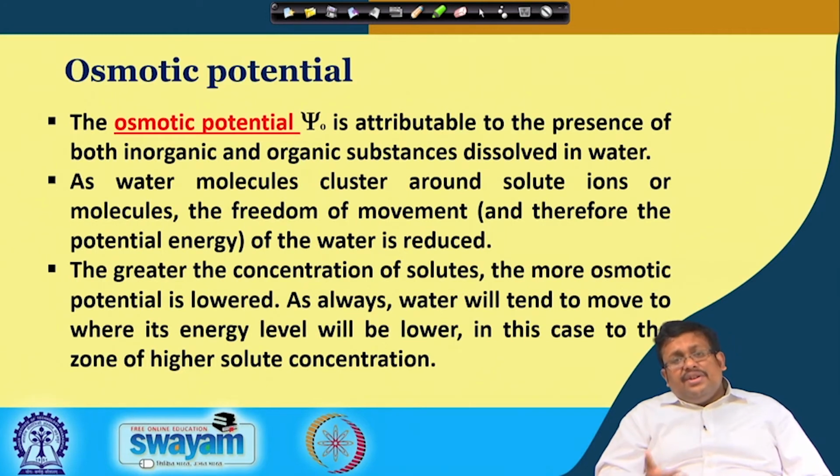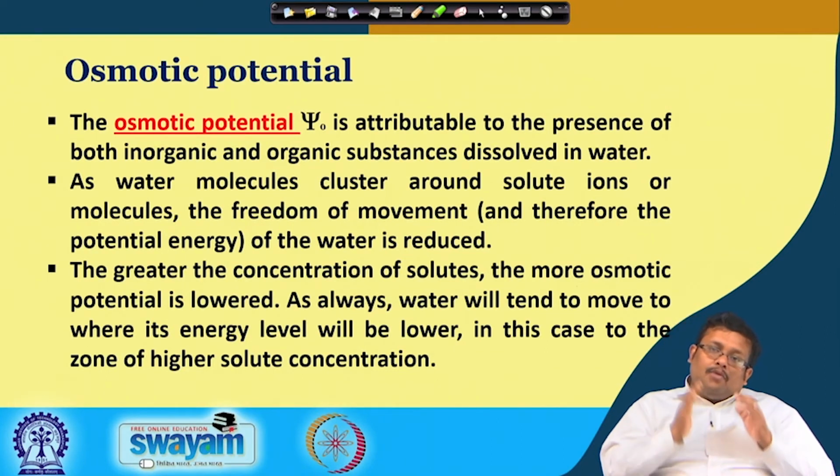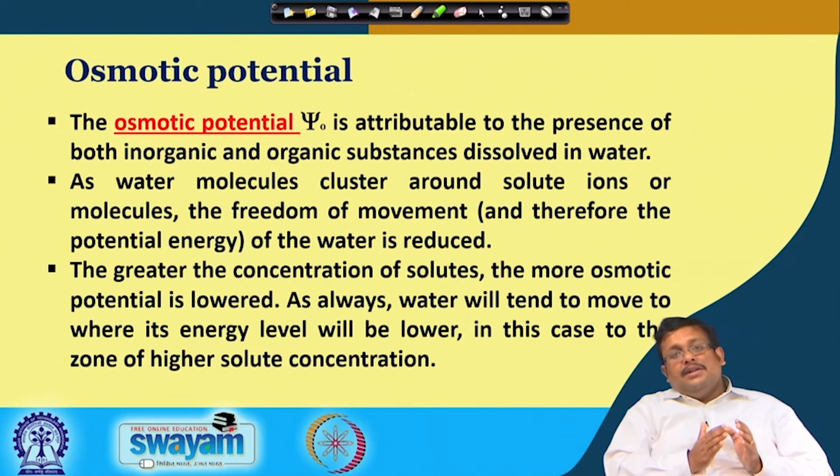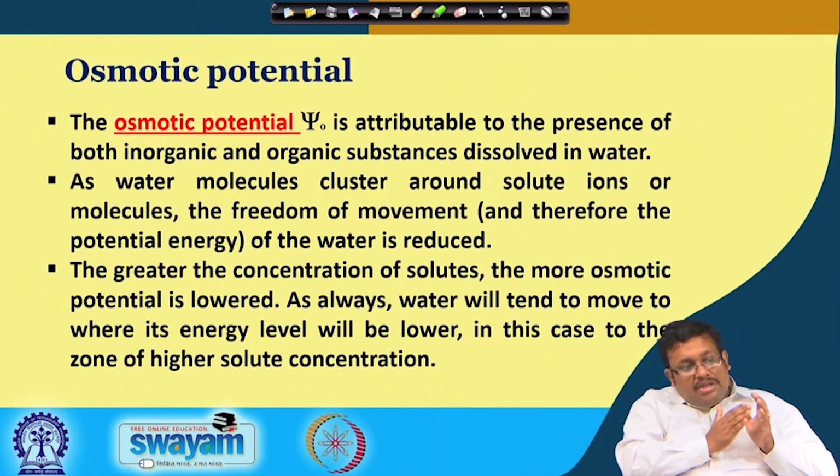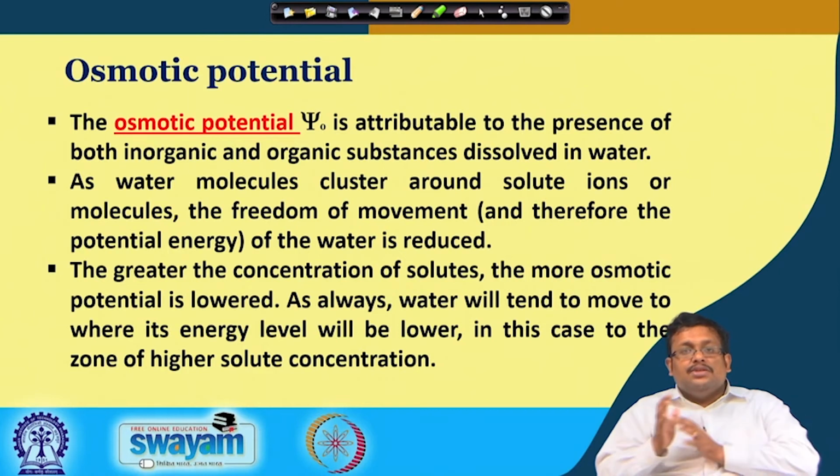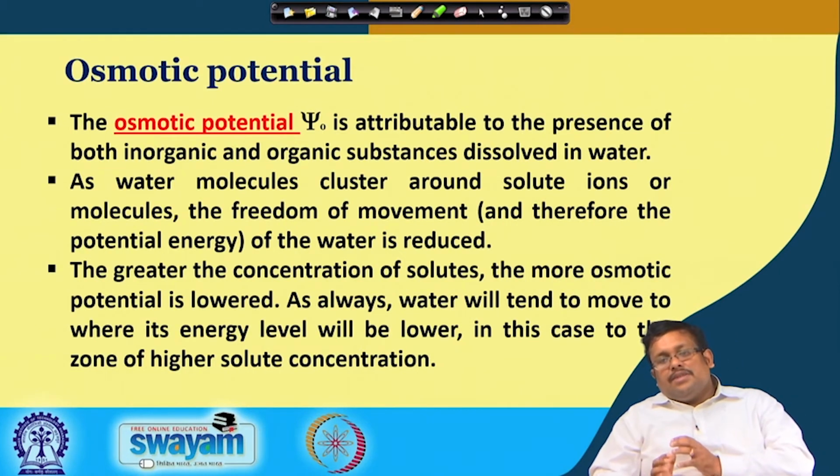And the greater the concentration of the solutes, the more the osmotic potential is lowered, and obviously water will tend to move to where its energy level is lower, in this case to the zone of higher solute concentration. So, water will always move from a zone with lower solute concentration to a zone with higher solute concentration, because higher solute concentration means lower osmotic potential, and as a result water will move from a higher energy state to a lower energy state.